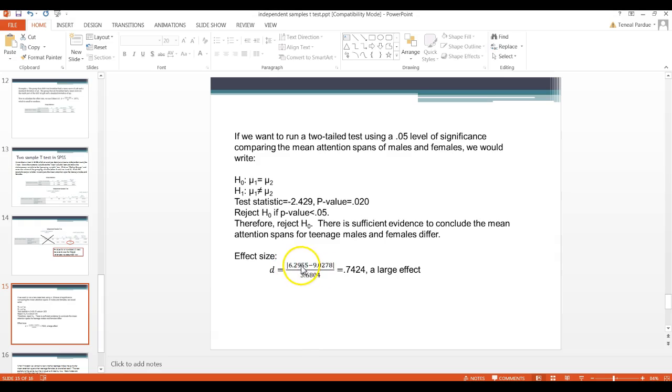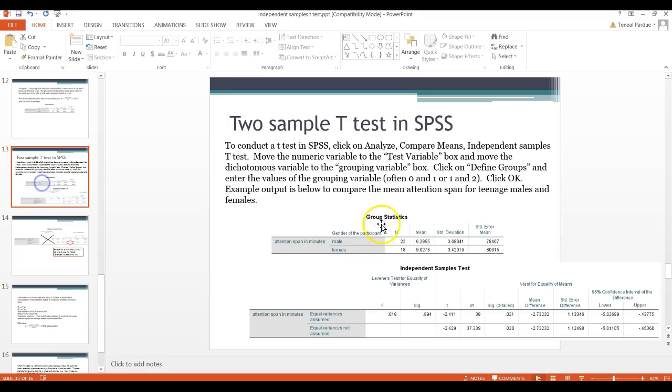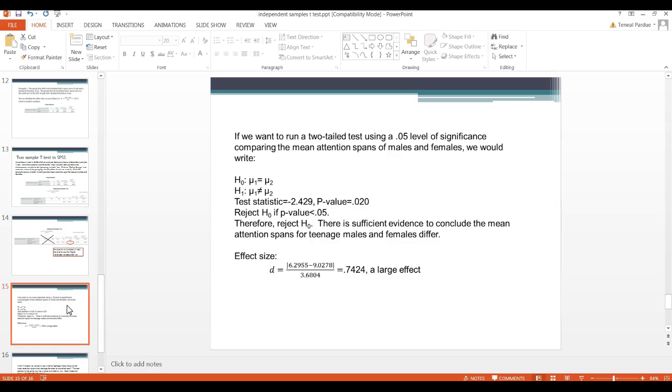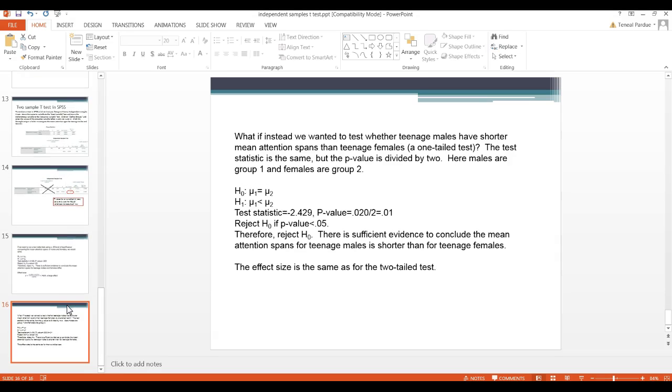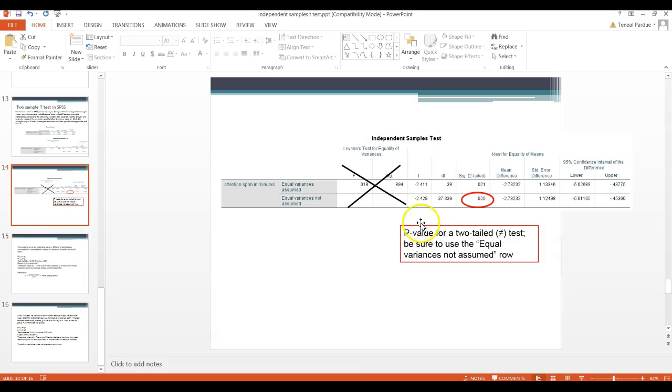And to get the effect size, we look at the descriptive statistics. You get the difference in the means, take the absolute value, and then divide by the larger of the two standard deviations. Okay. Now, what if what we wanted to do was a one-tailed test instead? Then we do just like we did before: we take this sig two-tailed and divide it by 2.